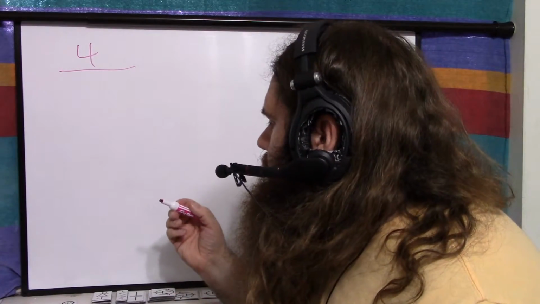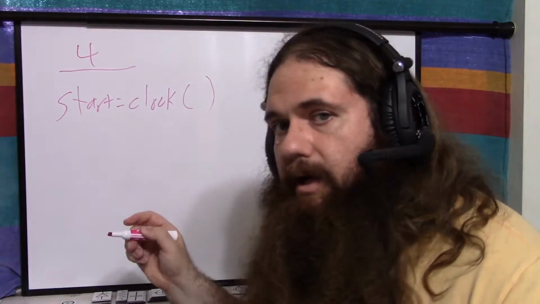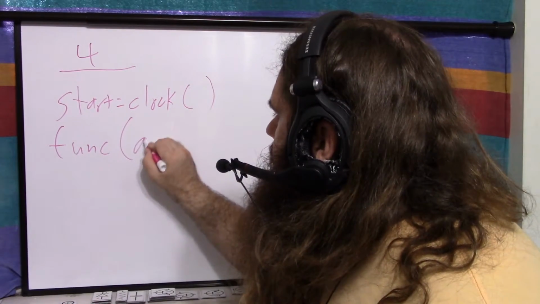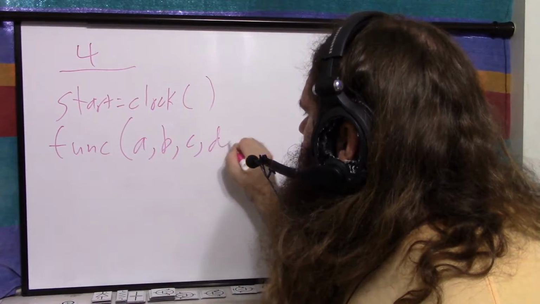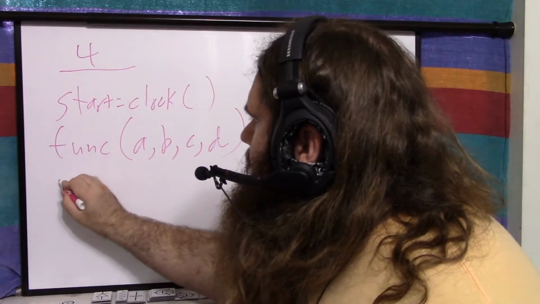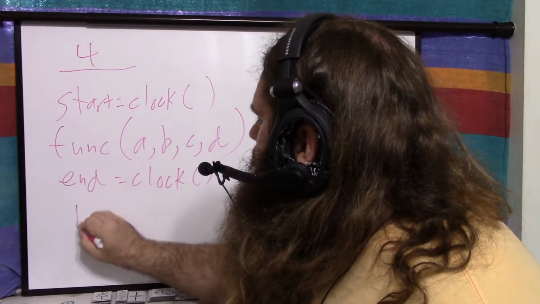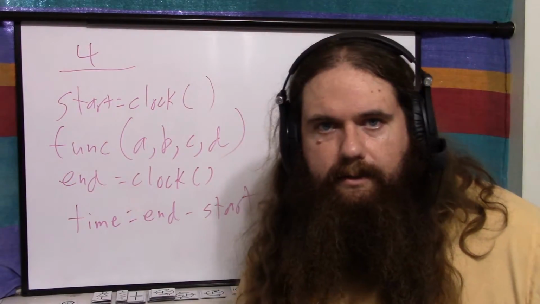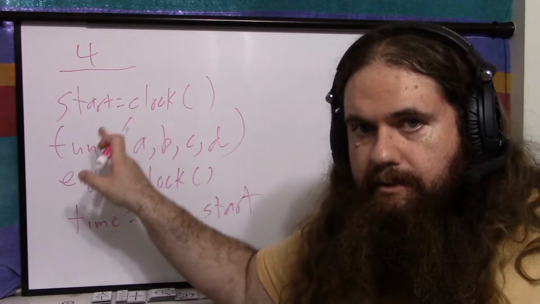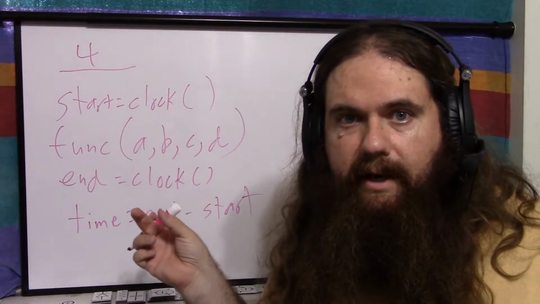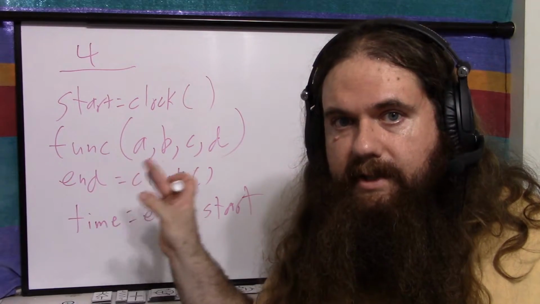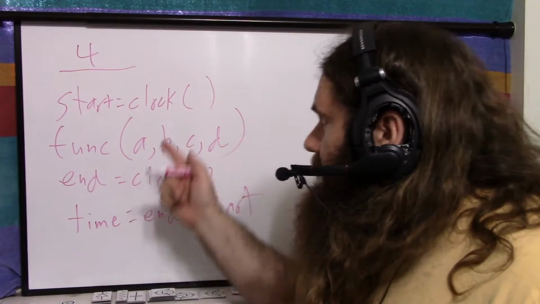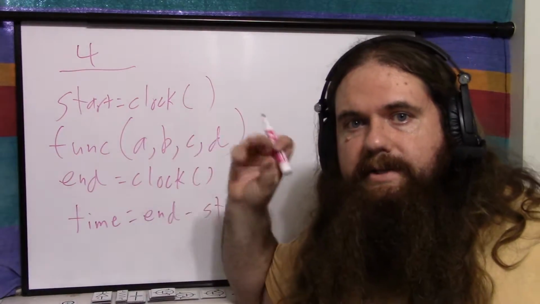So let's say you have these instructions. Start equals clock. Clock is a function that gives you the time of the day. Then you call a function, func. You call it with A, B, C, and D. These are variables in memory. Then you say end equals clock, and time equals end minus start. This is called profiling or a stopwatch. You look at the clock, you do something, you look at the clock again, and you see how much time elapsed. And this is how you can tell how much time func takes to run. A very simplistic example. Here's the thing though. Let's say that clock simply reads a CPU register.